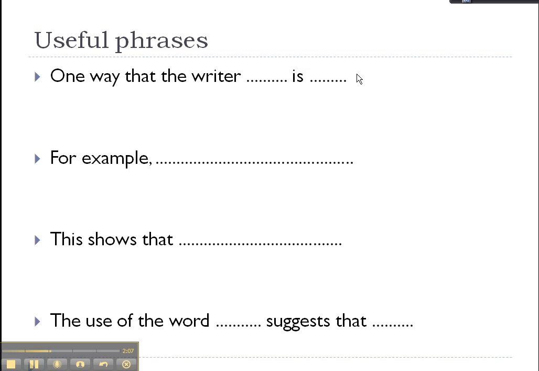Oh, I would say as well, watch your sentences. Each of these things is a separate sentence. So one way the writer creates excitement is by using strong verbs, full stop. Then you give your example, your quotation in quotation marks. Then you try and explain it then. This shows that. And look, if you look back at the other video on PEE, it'll give you an example of doing that. If you want to go on a little bit, then you can try and extend your explanation. The use of the word something suggests that something.